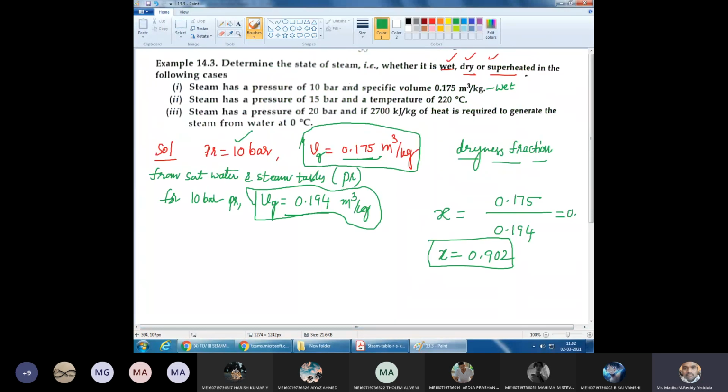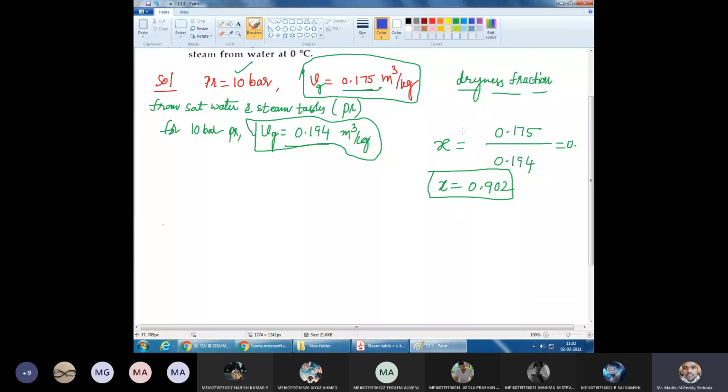What is the second condition given? Steam has a pressure of 15 bar and temperature 220 degrees centigrade. One second, let me write. 15 bar and 220 degrees centigrade, right? We will go for the first.